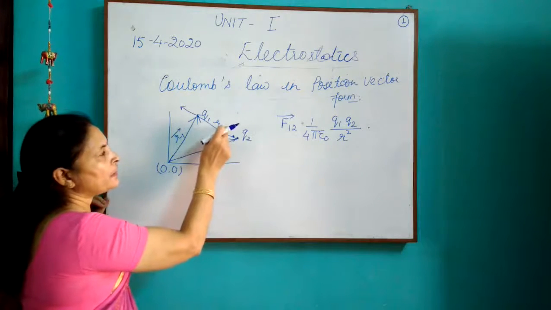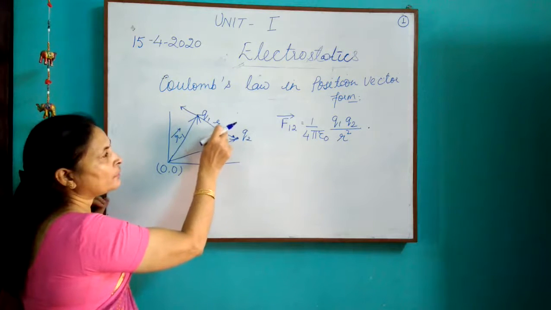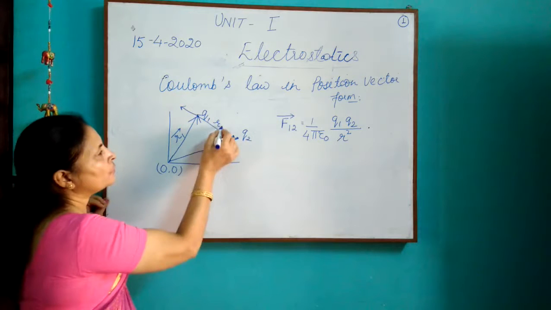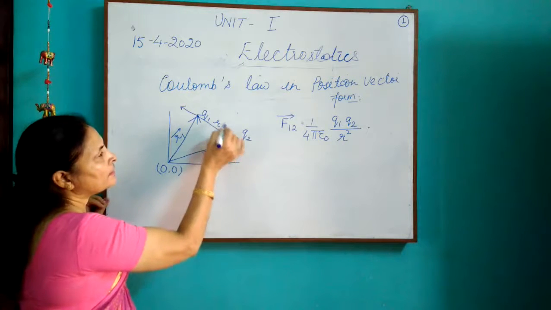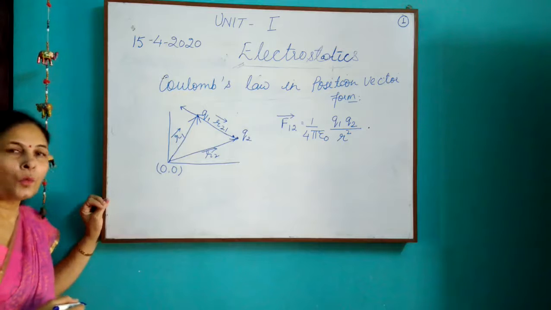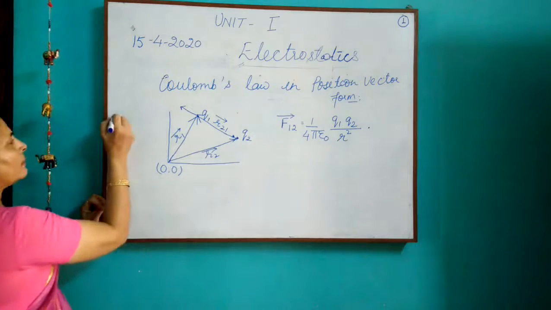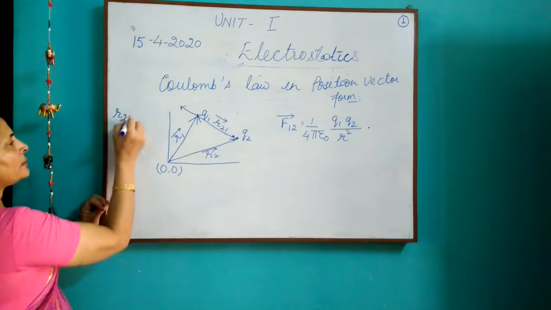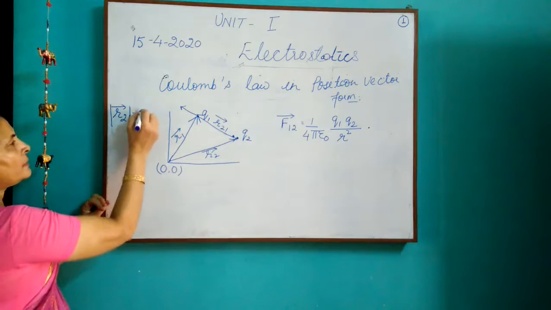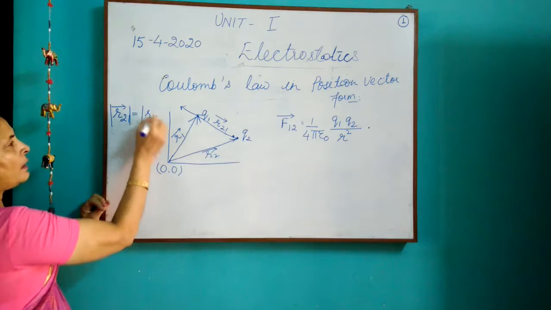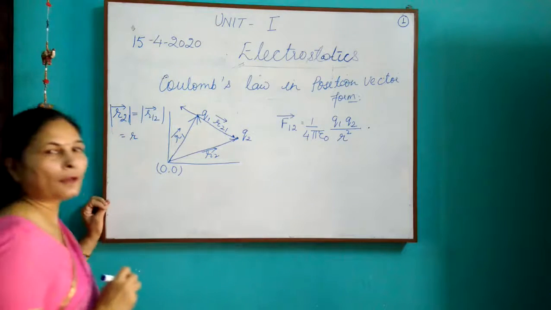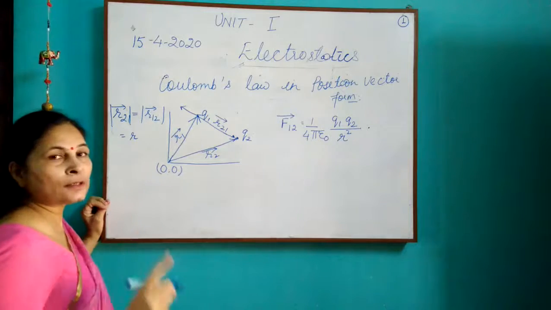So this will be replaced by now, force on 1 because of 2 is along R21. As far as the magnitude is concerned, the magnitude of R21 will always be equal to R12, and that will also be equal to, say, R. Only the direction is different.